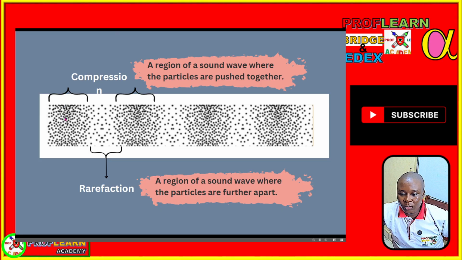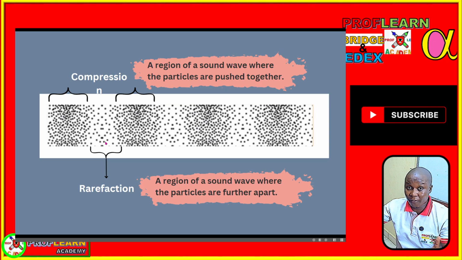In this region, particles move very fast. The distance between them is very small. They are having high pressure. But rarefaction is a region of low pressure. Particles are far apart and they have a low pressure.